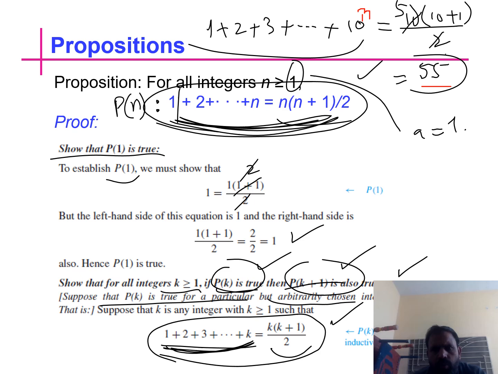Here a is 1, the first term. We show that P of 1 is true. To establish this, we must show that 1 is equal to 1 into 1 plus 1 by 2. The left hand side of this equation is 1 and the right hand side is also 1. So P of 1 is true for n equal to 1.